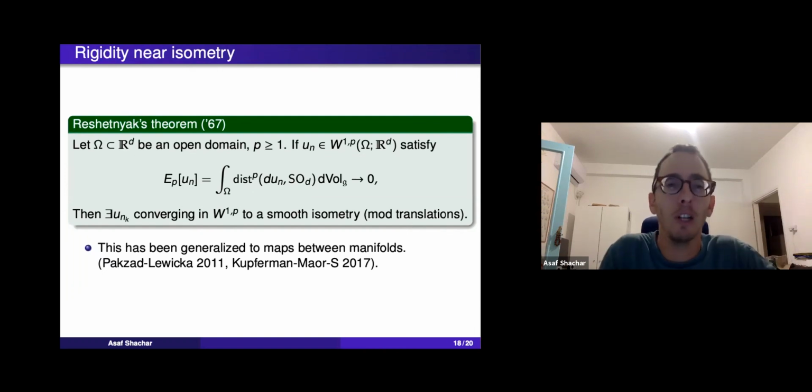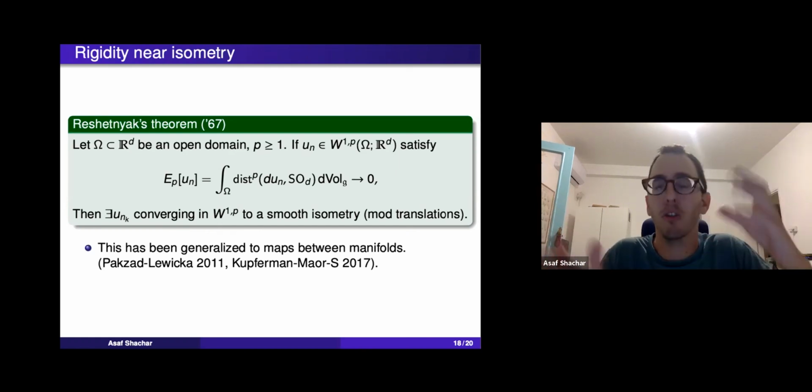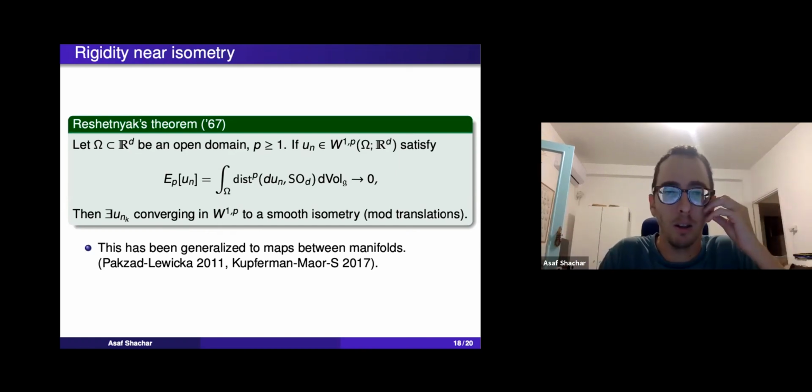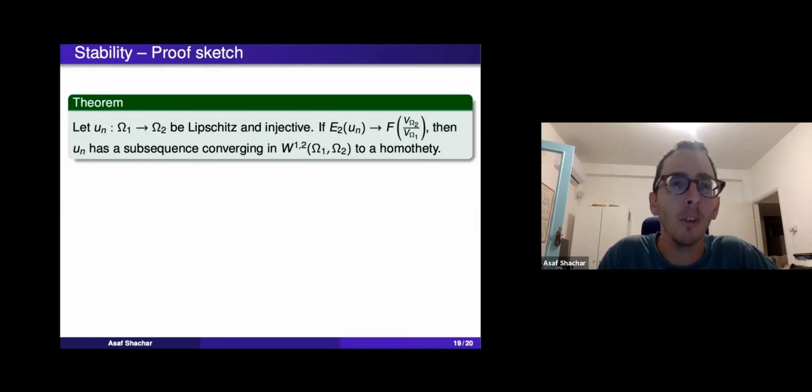And this statement actually has been generalized to maps between manifolds by Pakzad, and later, when the target space was also Riemannian, by Pakzad and Marta Lewicka. Sorry. Okay, so this was generalized anyway, to manifolds.